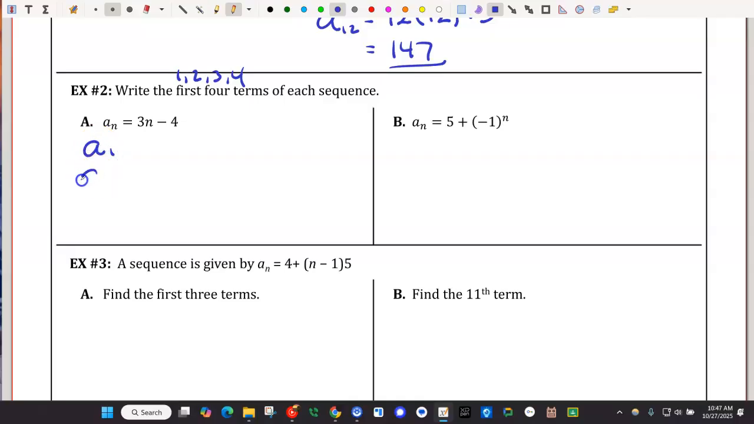A sub 1, what does that equal? But it's asking you to do it 4 times. So you just have to plug in 1 for the first one, and 2 for the second one. Of course, all we're doing is, these values, that n and this n, are the same thing. Those will always match. And just simplify.